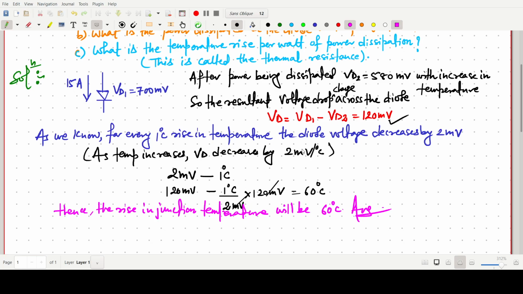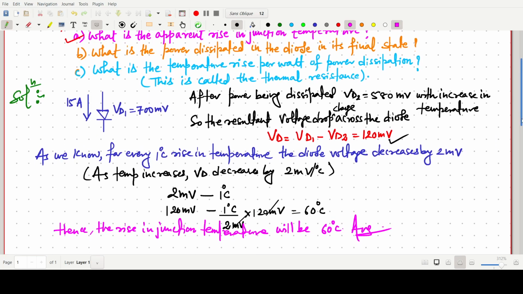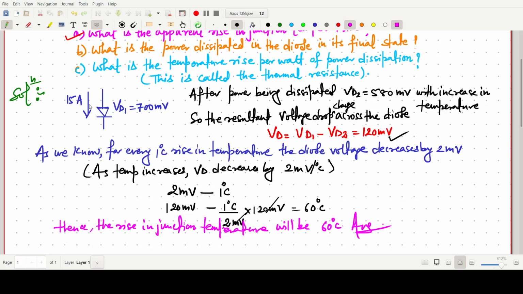Okay, this one is the first part, because initially in the question it is given that when 50 ampere current is flowing through a particular diode, VD voltage is 700 millivolt. But after some time the power being dissipated and temperature increases, and the voltage becomes 580 millivolts. So the resultant change in the voltage drop will be VD1 minus VD2, 120 millivolts. So how much did the temperature increase?